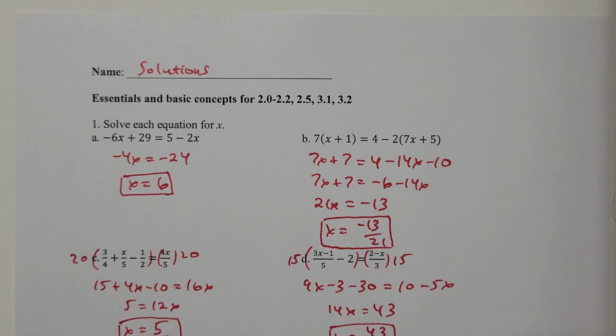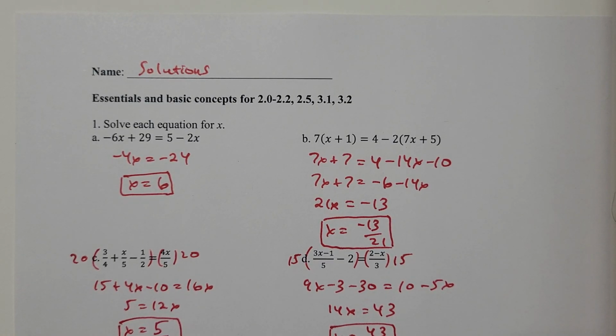All right, we're going to start in on chapter 2 here. So we're doing 2.0, 2.1, 2.2, and then 2.5, and then 3.1 and 3.2 are going to be what the next test is going to cover. Okay? So let's see, problem 1.